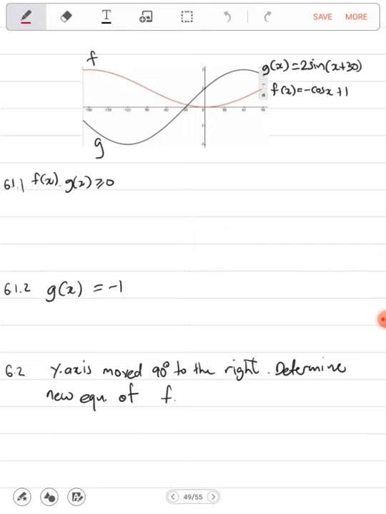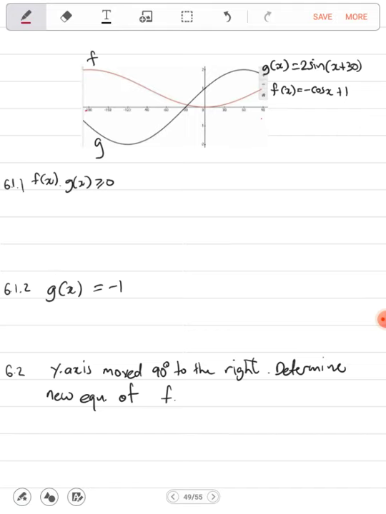And the question reads: in the diagram, the graphs f(x), as I listed out the equation for f(x) there, and the graph g(x), as I listed out here for you, are drawn in the interval of minus 180 to 90 degrees, starting at minus 180 and going to 90 degrees. To redraw the graph so we can figure that out. Photographs don't work very well here.